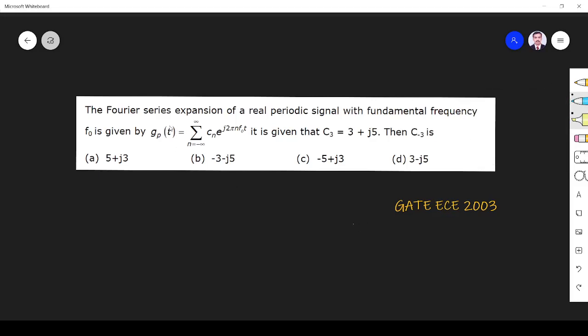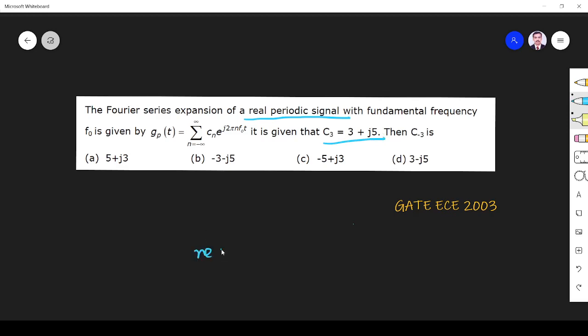The question is, the Fourier series expansion of a real periodic signal with fundamental frequency f naught is given by g(t) equals the sum of n varying from minus infinity to plus infinity of Cn e power j 2 pi n f naught t. It is given that C3 is 3 plus j5. What is C minus 3?